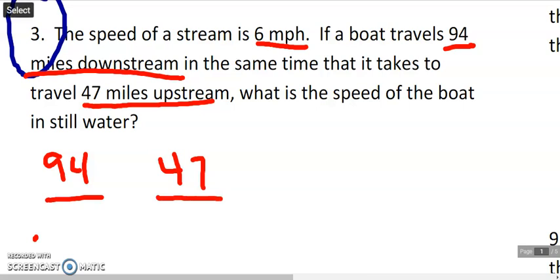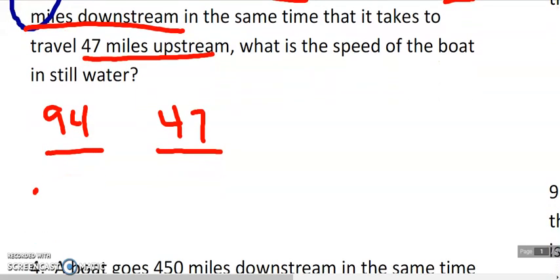I know that when I'm traveling in a boat, if I'm going downstream with the water, I'm going faster than when I go upstream. So the downstream speed is however fast my boat goes plus the speed of the stream. I know when I'm going upstream, my speed is however fast my boat travels minus the speed of the stream. And then we've got our proportion that we can solve.